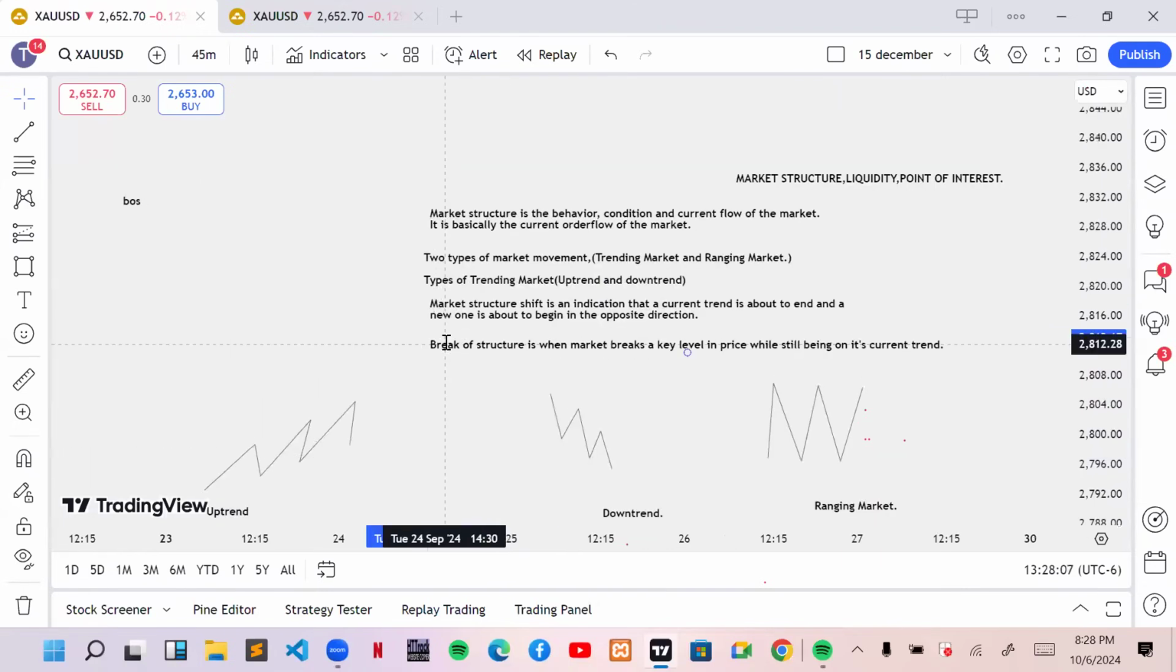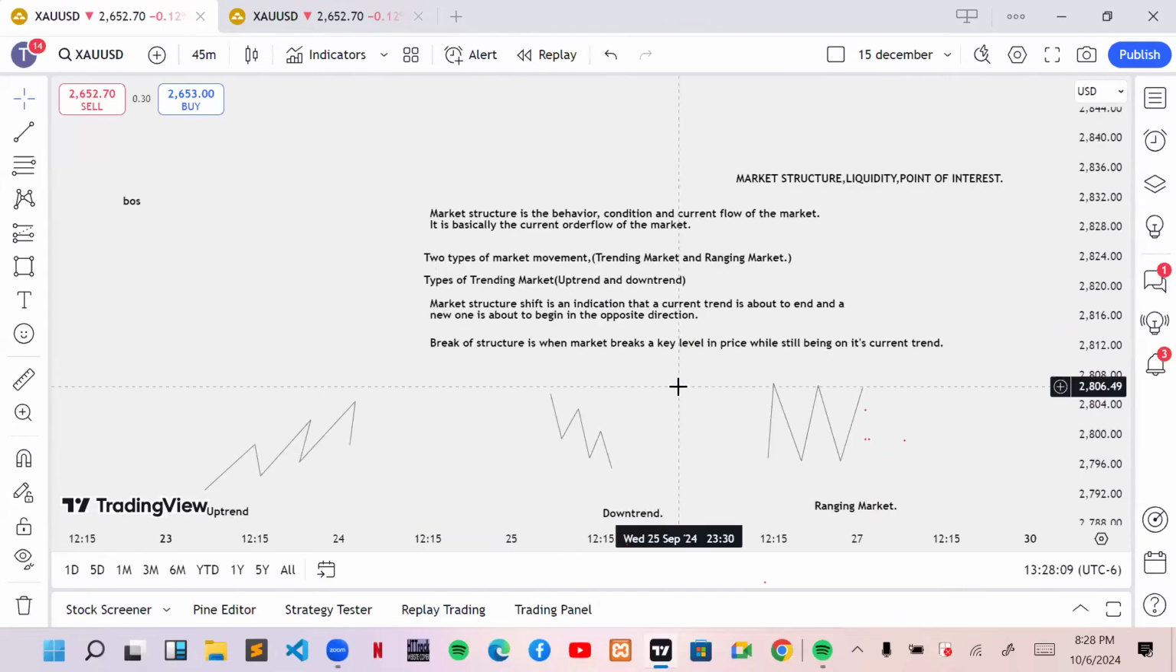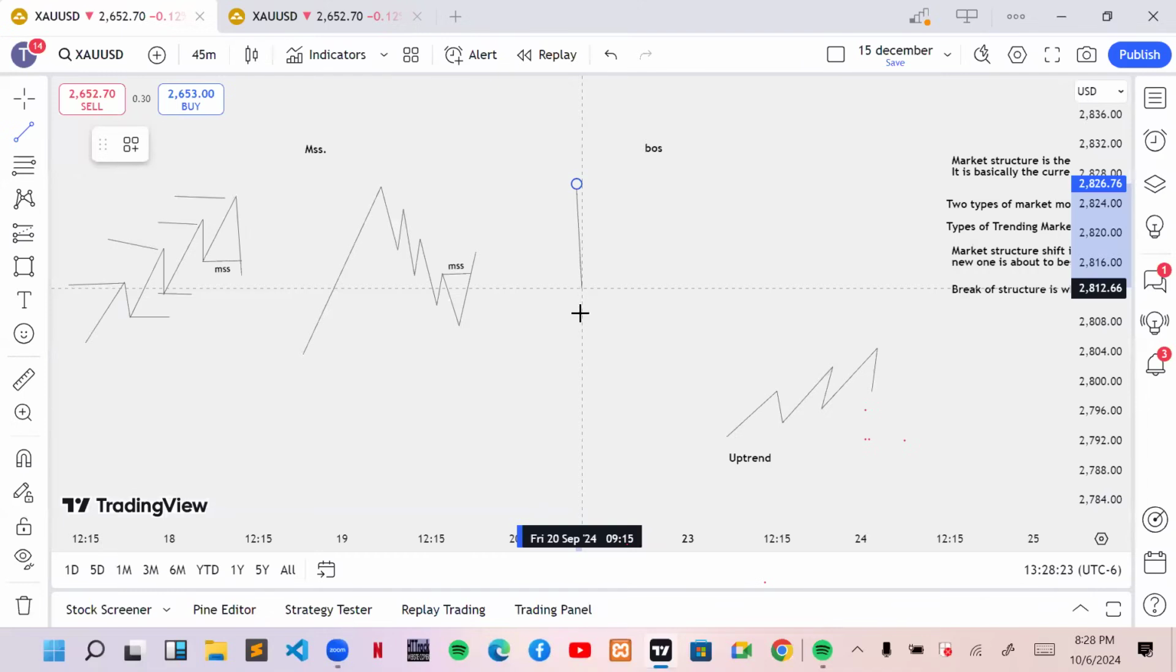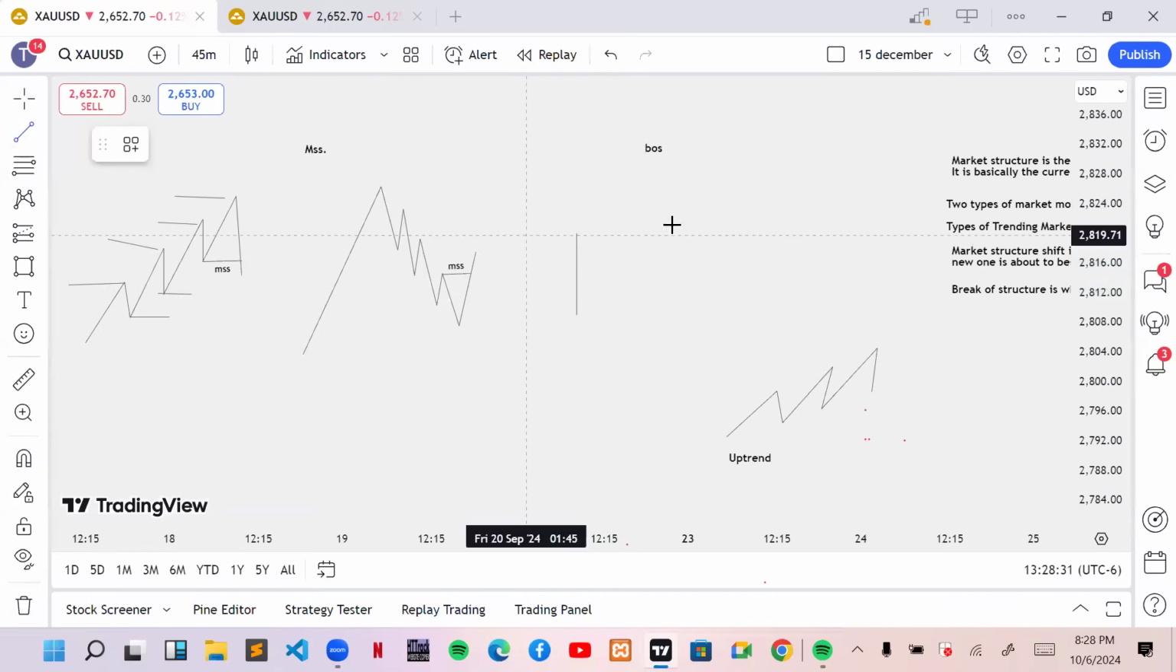So break of structure is when the market breaks a key level in price while still being on its current trend. Now, this key level can either be a support zone or a resistance zone. That is what a key level is. So let me give you a clearer example of what a break of structure is. Let me say this is a resistance level in the market. This is a resistance zone. So I'll mark that with resistance.